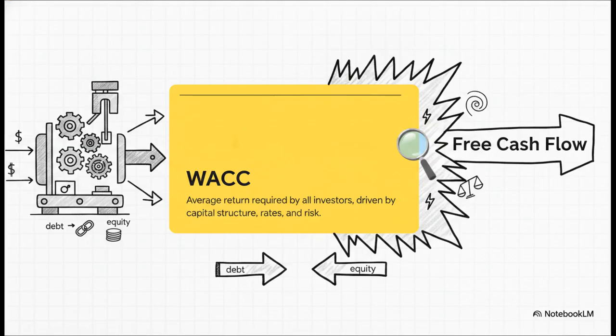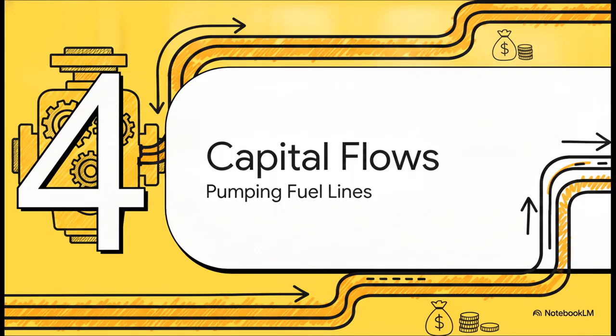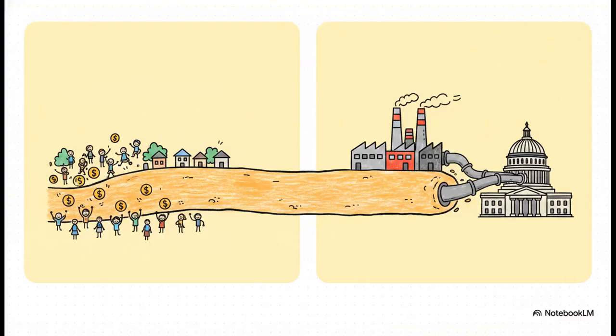To create true intrinsic value, the engine's output, those free cash flows, absolutely must overpower this internal friction. All right, on to Section 4, how capital flows. Let's look at pumping the fuel lines. An engine is totally useless without fuel. And in our financial environment, capital is that fuel.